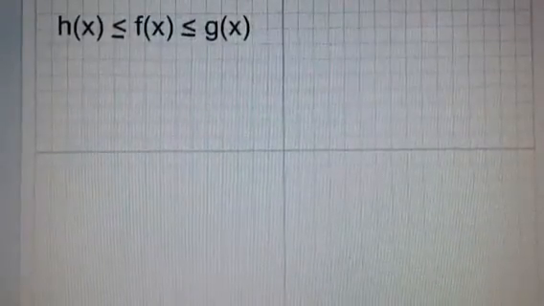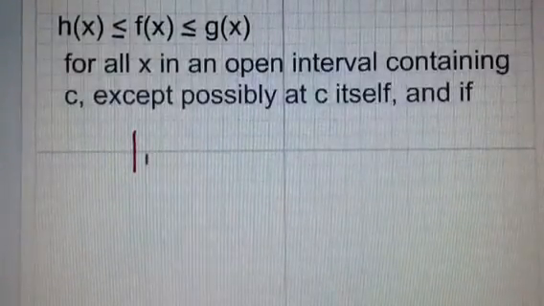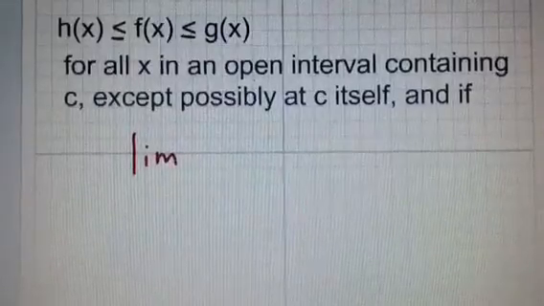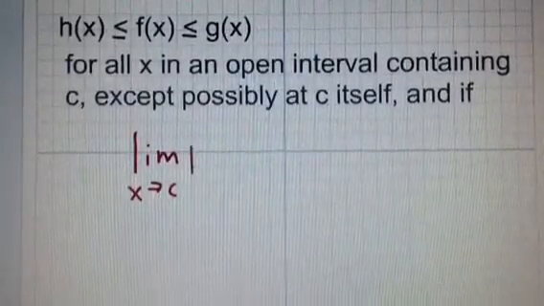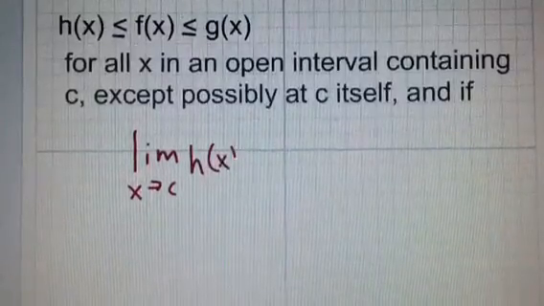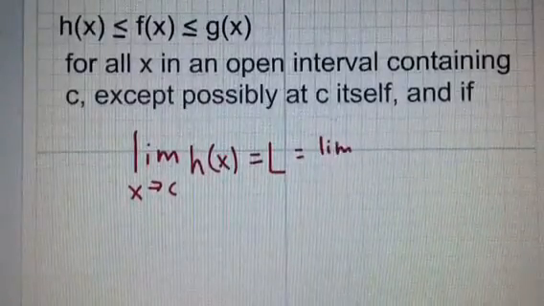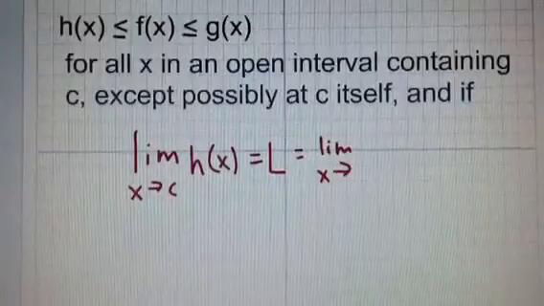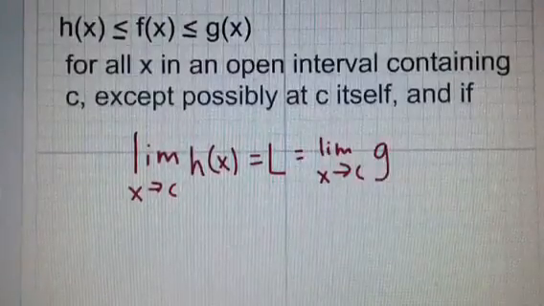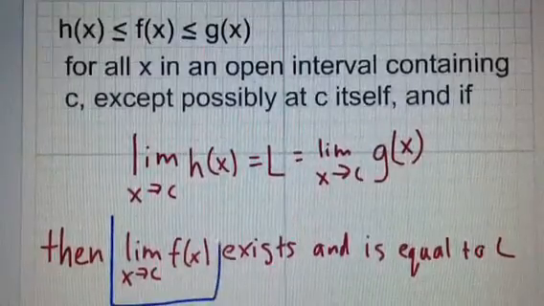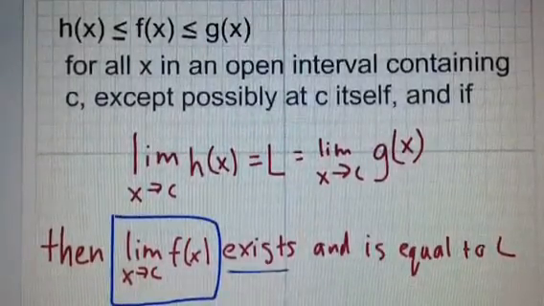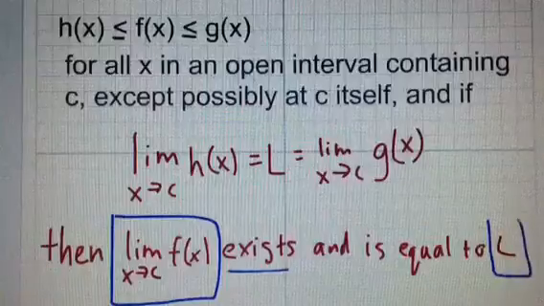In other words, for all x in an open interval containing c, except possibly at c itself, if the limit as x approaches c of the function h of x equals L, which also equals the limit as x approaches c of the function g of x, then the limit as x approaches c of the function f of x exists and is equal to L.